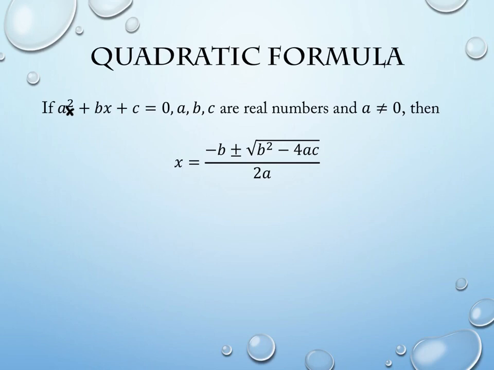X equals negative b plus or minus radical b squared minus 4ac all over 2a.